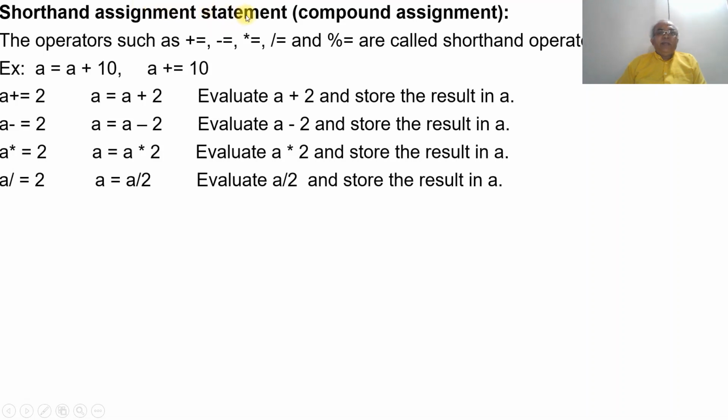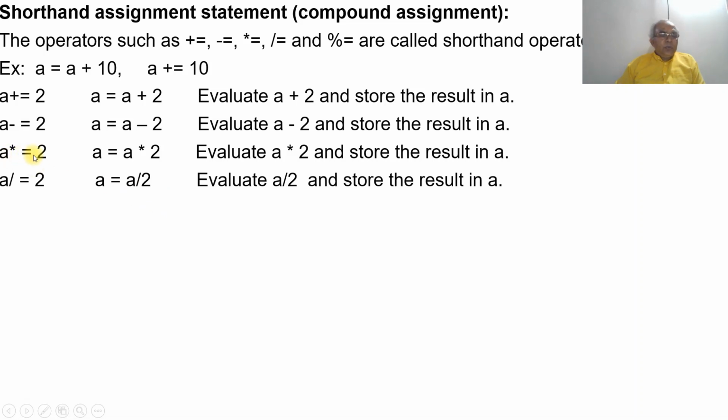Now shorthand assignment statements, or compound assignments. The operators such as +=, -=, *=, /=, %= are called shorthand operators. For example, a = a + 10 can be written as a += 10. If a += 2, what does it mean? a = a + 2. Evaluate a + 2 and store the result in a. If a -= 2, that means a = a - 2. Evaluate a - 2 and store the result in a.